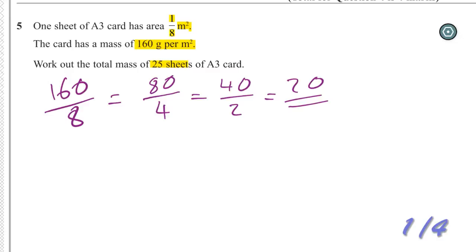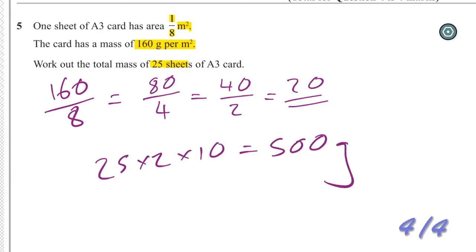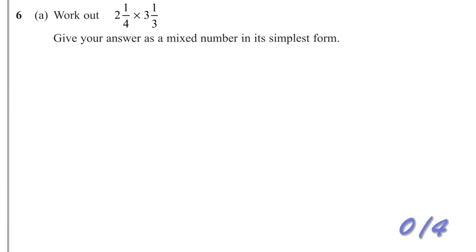How many do 25 sheets weigh? We need to do 25 times 20. Same as 25 times 2 times 10. Maybe an easy way of doing it. 25 times 2 is 50. Times by 10, 500 grams. Moving on to question 6.